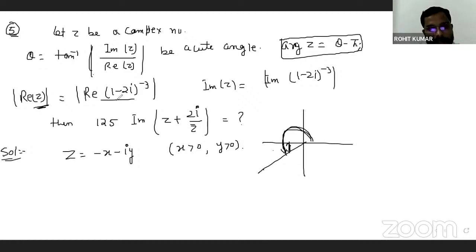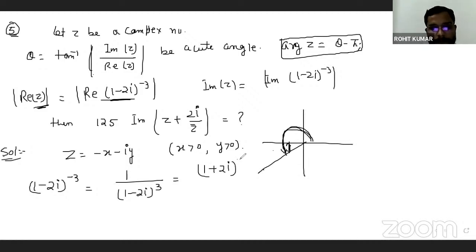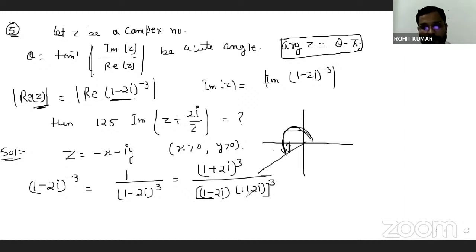Real part of Z and real part of (1 minus 2i) power minus 3. So let's calculate (1 minus 2i) power minus 3 in the beginning. It will be 1 upon (1 minus 2i) power 3, which can be written as (1 plus 2i) power 3 divided by ((1 minus 2i) into (1 plus 2i)) whole power 3. I'm trying to rationalize the denominator. This is (a minus b)(a plus b), which will become a square minus b square. But 1 minus 4i square can be written as 1 plus 4 because the value of i square is minus 1.